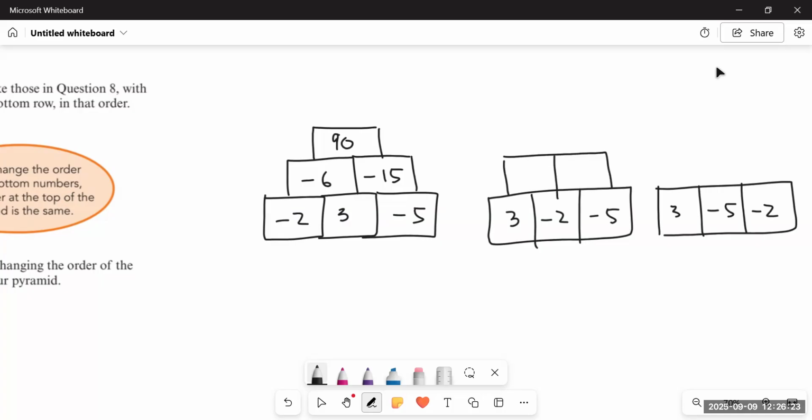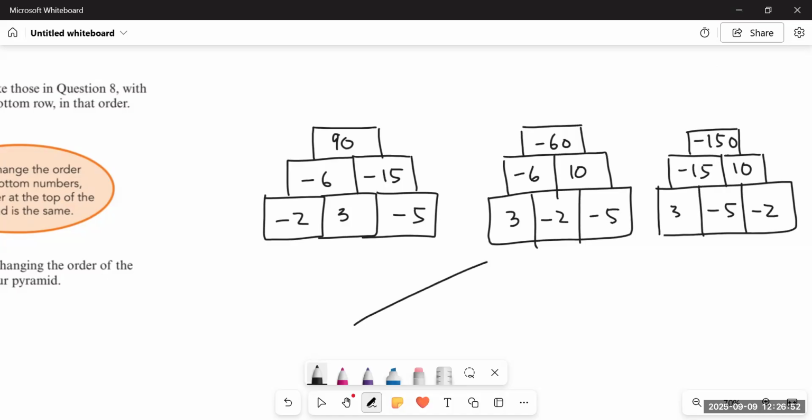So 3 2s are 6, it would be minus 6, and 2 5s are 10, it would be positive 10. So minus 6 multiplied by 10 is equals to minus 60. No, we are not getting the same answer. You see, 3 5s are 15, it would be minus 15, and minus 5 into 2 is equals to positive 10. When we multiply 15 with 10, it would be minus 150. So you see, in all the cases, we are not getting the same answer. Instead, we are getting the different answer. So Zara is absolutely incorrect.